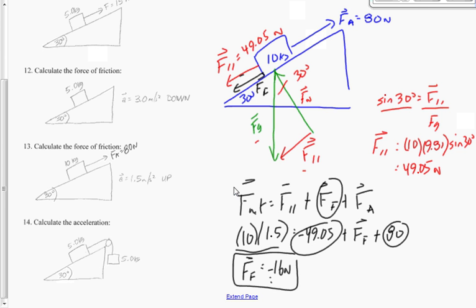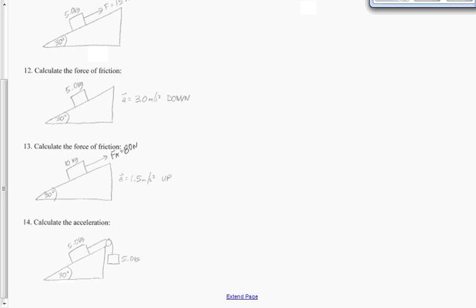Okay, let's try number 14. Good question, number 14. It says find the acceleration. So similar to question 13, except we've got this 5 kilogram object right here that's hanging over the edge of a pulley and pulling this system down. Let's not deal with the second 5 kilogram object yet.